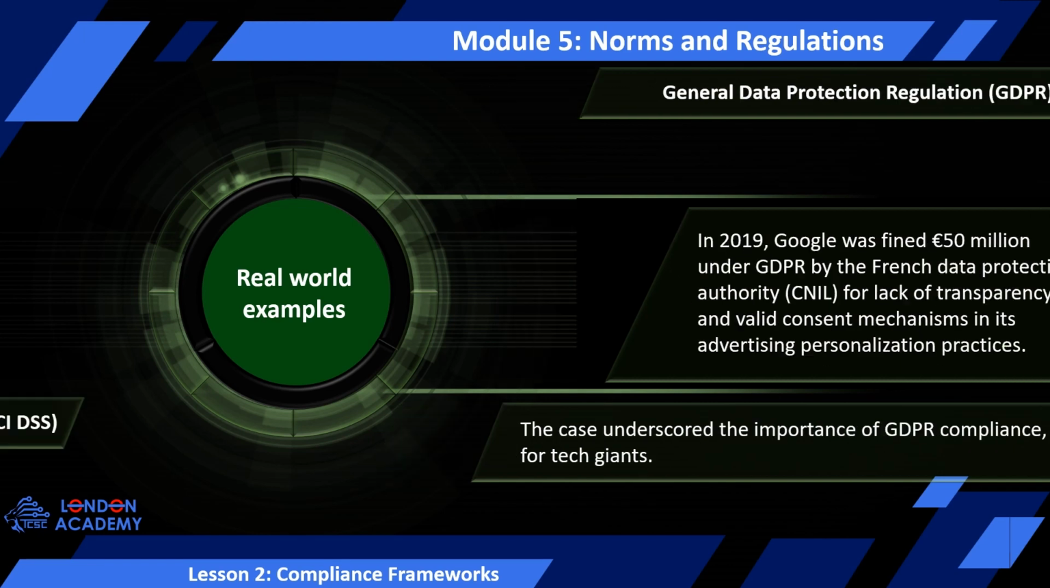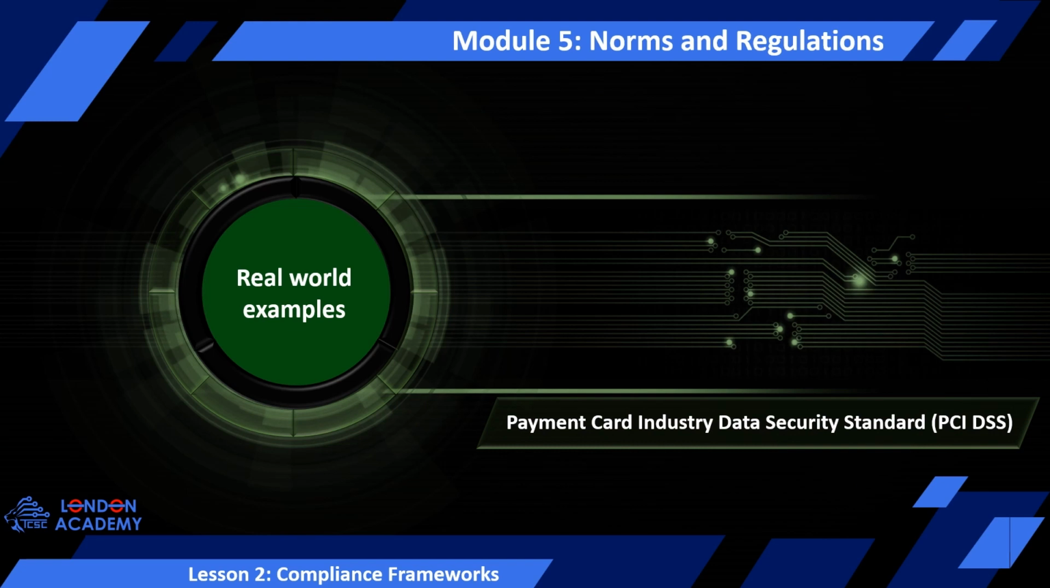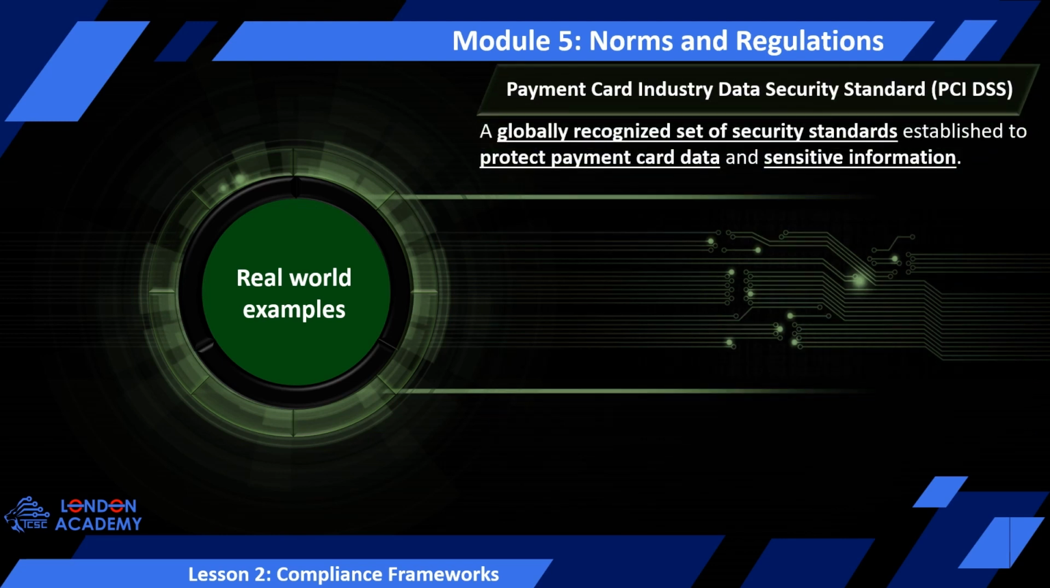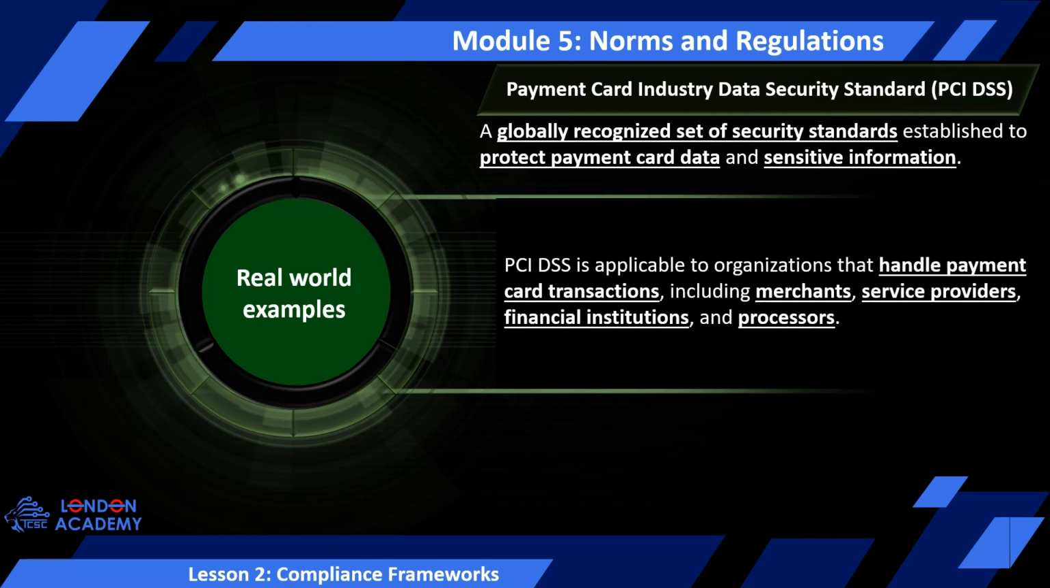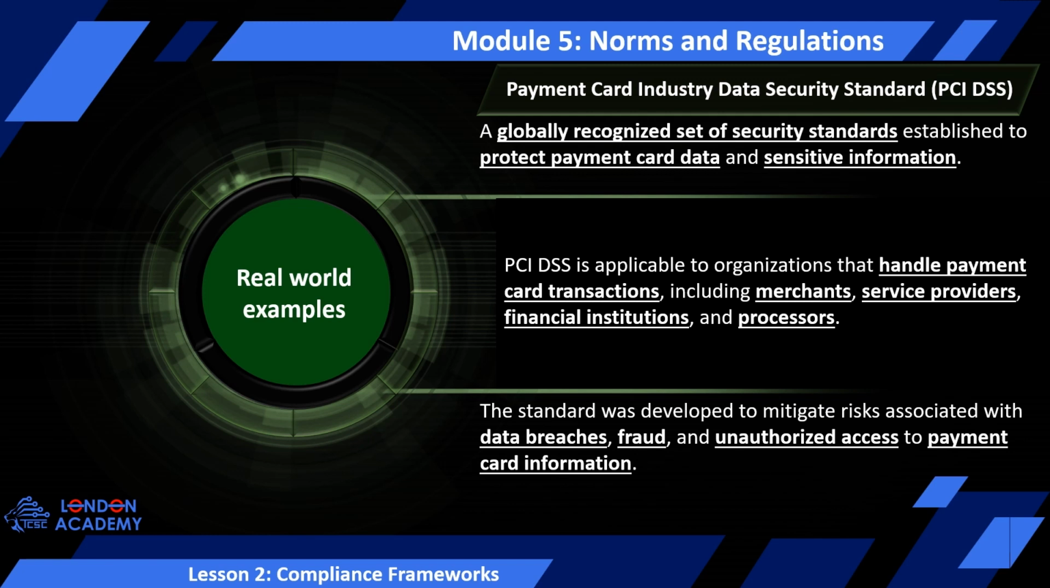The second example we will cover in this lesson is the Payment Card Industry Data Security Standard, PCI DSS. The Payment Card Industry Data Security Standard, PCI DSS, is a globally recognized set of security standards established to protect payment card data and sensitive information. It applies to entities involved in payment card transactions, including merchants, service providers, financial institutions, and processors. The standard was developed to mitigate risks associated with data breaches, fraud, and unauthorized access to payment card information.